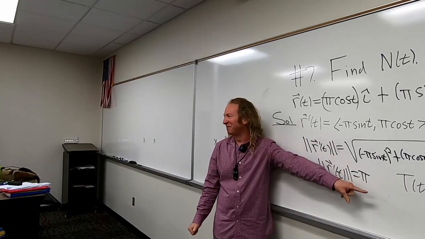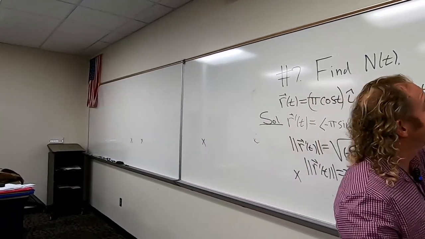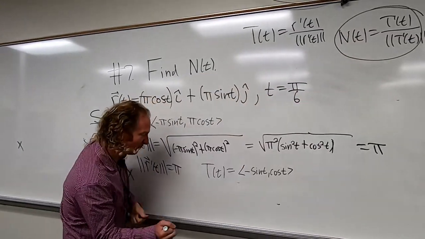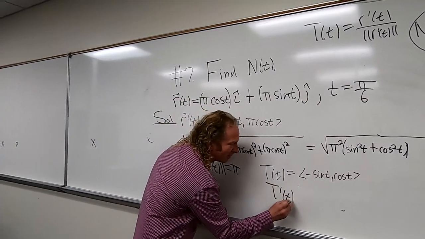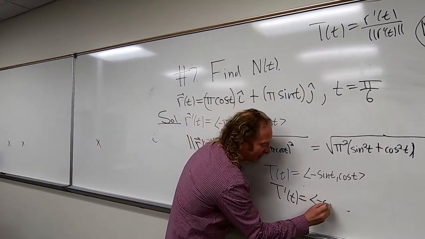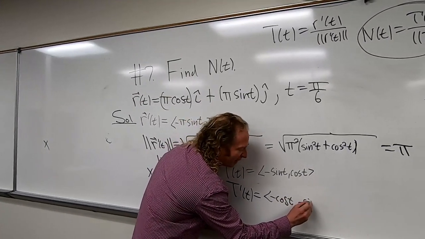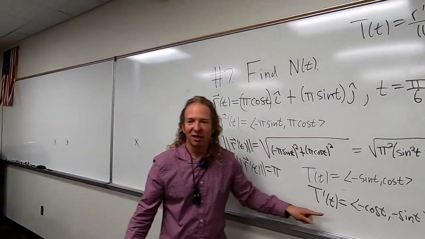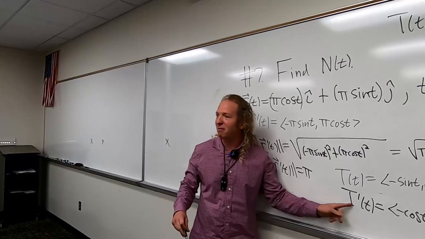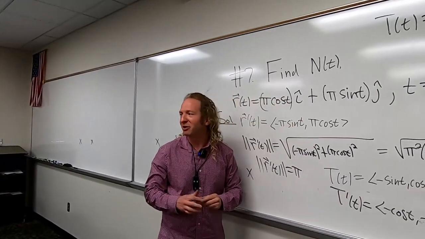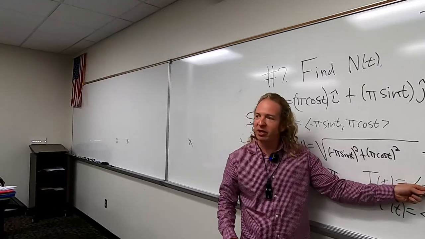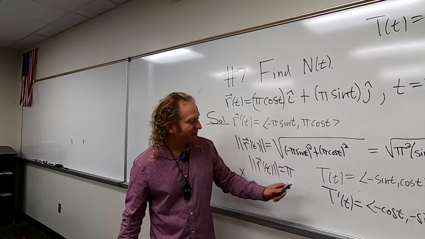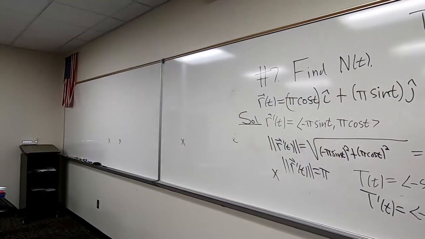So now we have T. So we have to find T prime, right, because we have to form this beast. So T prime. Negative cosine, good Raphael, negative cosine, negative sine. I remember grading this on the test. So many people rush through it and mess up the signs. Be really careful, take your time. The derivative of sine is cosine, the derivative of cosine is negative sine, so they're both negative. And now we have to divide by the magnitude. So let's find the magnitude of T prime.